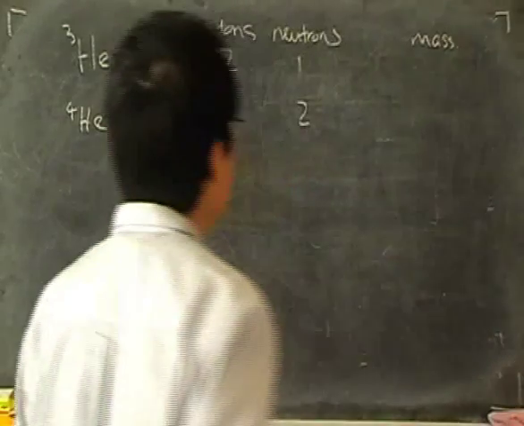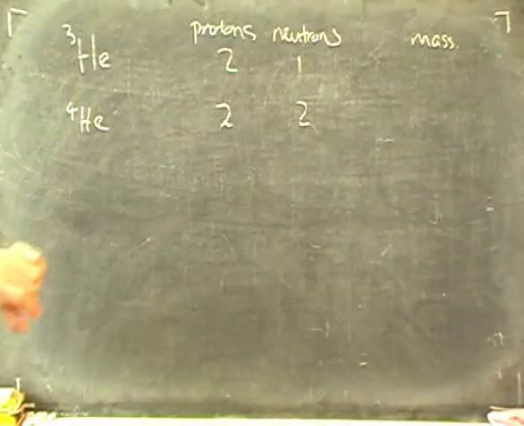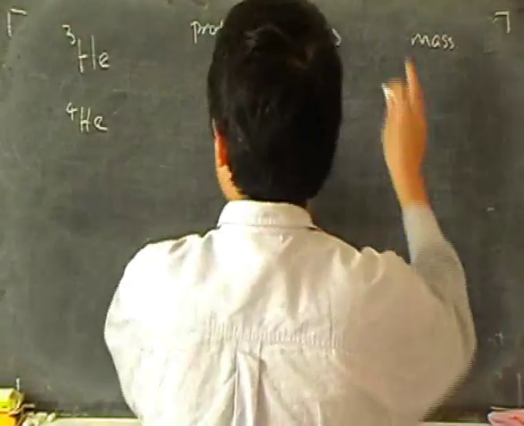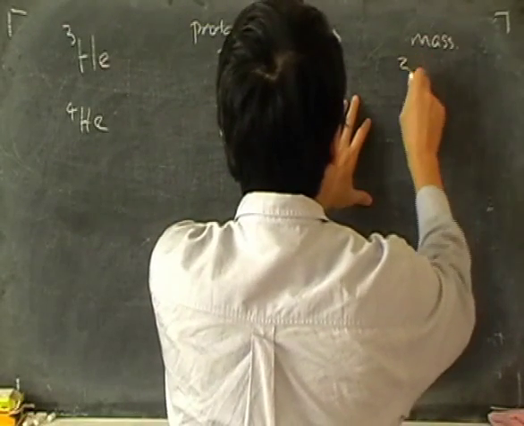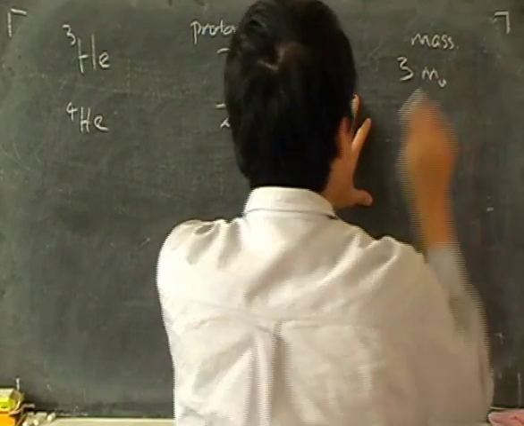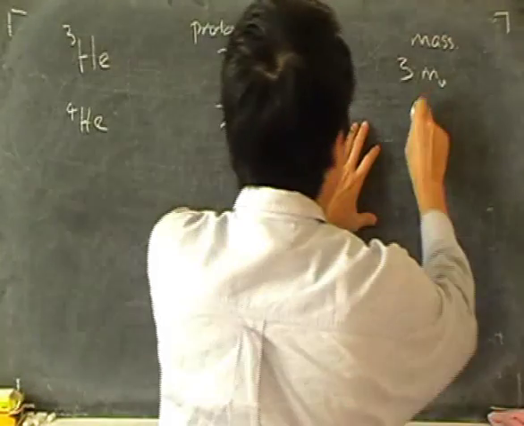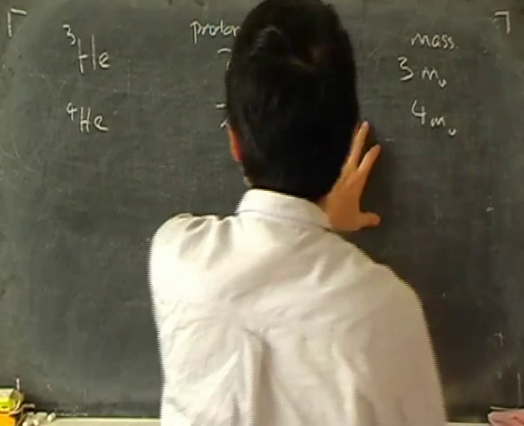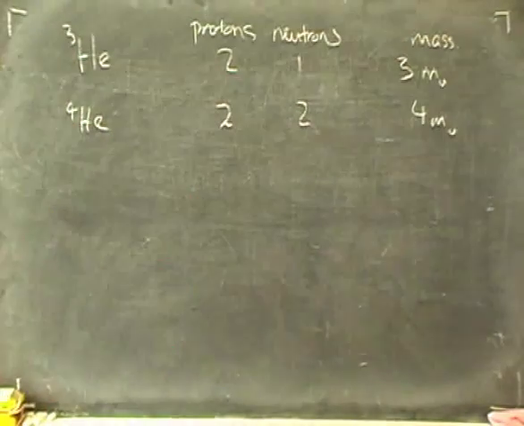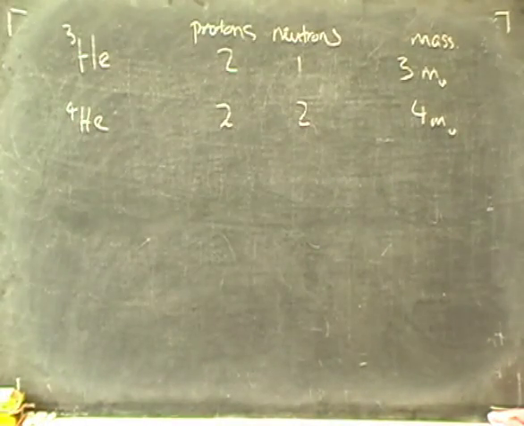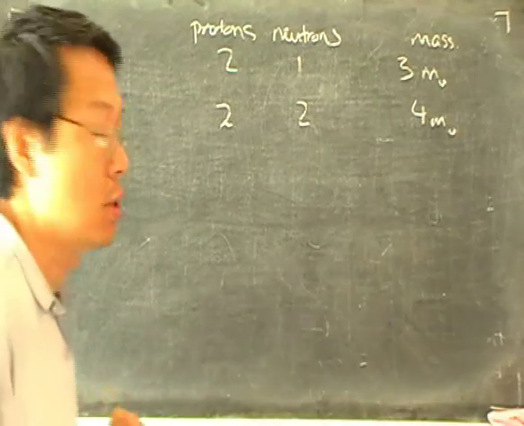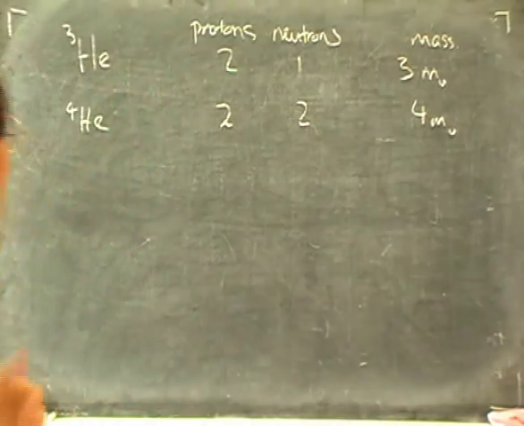Now the mass itself, the actual mass of each atom, we can find by taking, say for the helium-3 atom, 3 times the atomic mass unit. And for helium-4, that would be 4 times the atomic mass unit. So these are the basic data for helium-3 and 4.